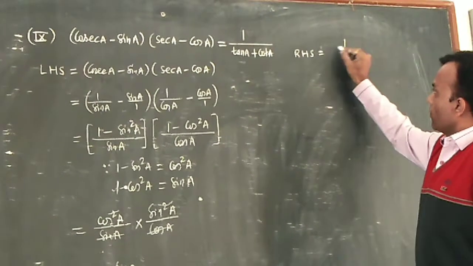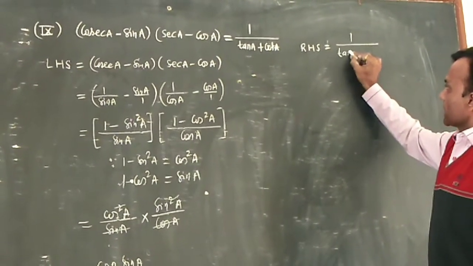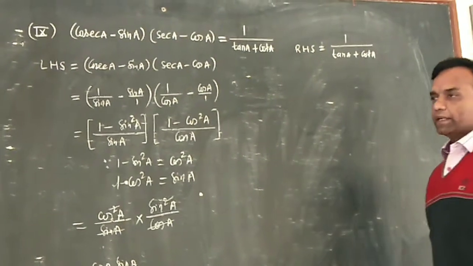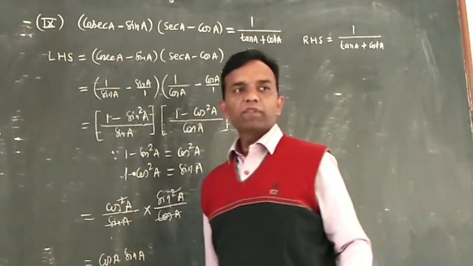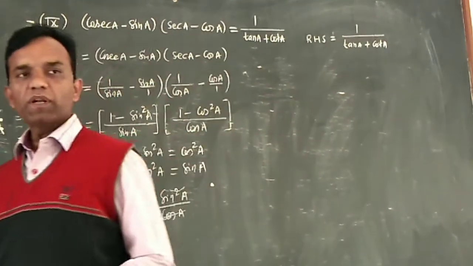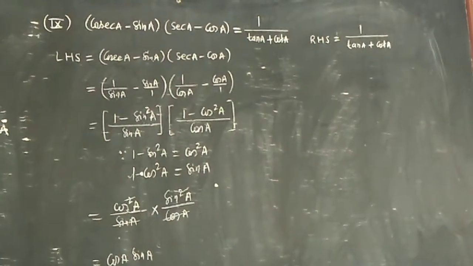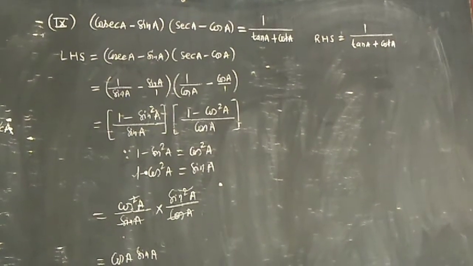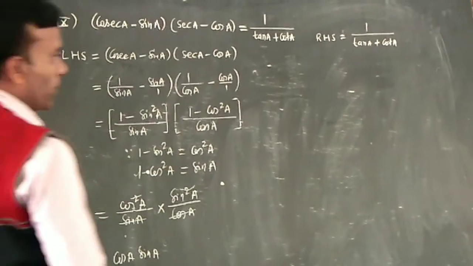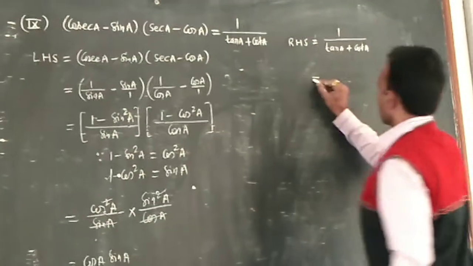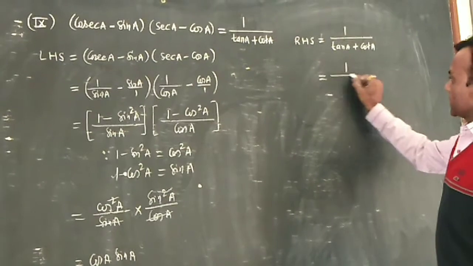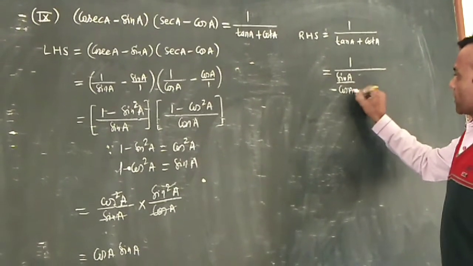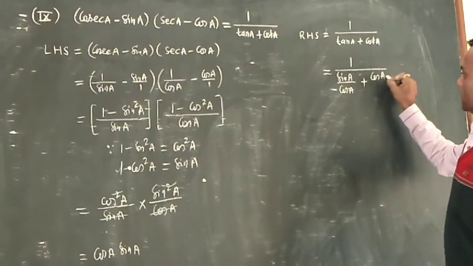Same way, now we take the right hand side. The right hand side is 1 upon tan A plus cot A. Okay, we know that tan and cot have formulas in the form of sin and cos. What is the formula of tan? Sin A upon cos A. What is the formula of cot? Cos A upon sin A. Okay, both formulas we now substitute. Both values are in the denominator, so you put in the denominator sin A upon cos A plus cos A upon sin A.